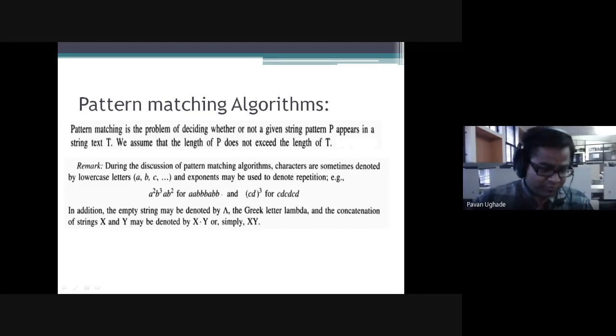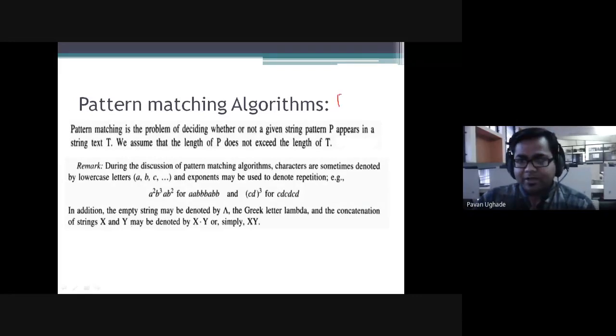We'll be taking one algorithm, and I'll explain the complete concept, which you will be applying for your laboratory term works. Okay. So I assume you understood the basics of the four functions, and I'll be proceeding. Pattern matching is the problem of deciding whether or not a given string pattern P appears in a string text T. We assume that the length of P does not exceed the length of T.